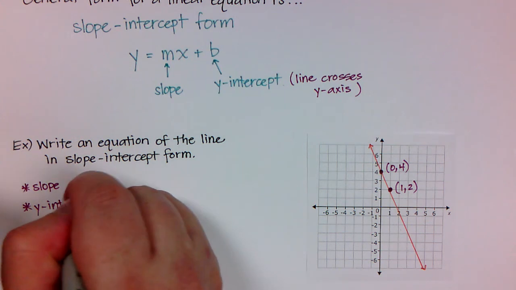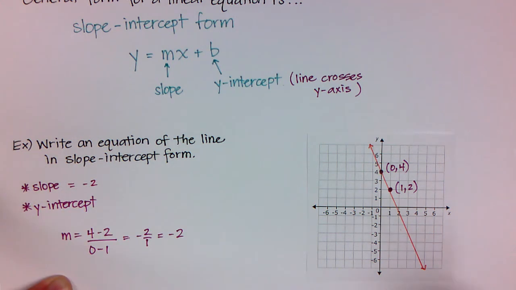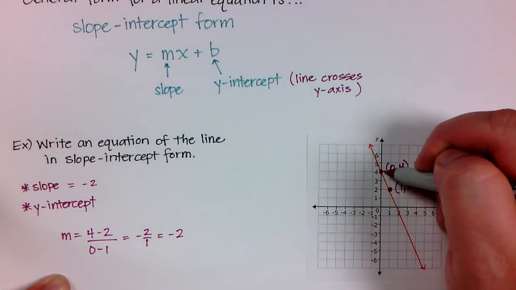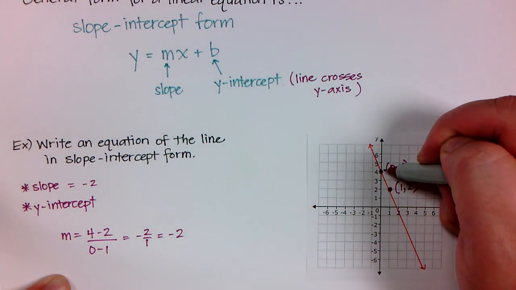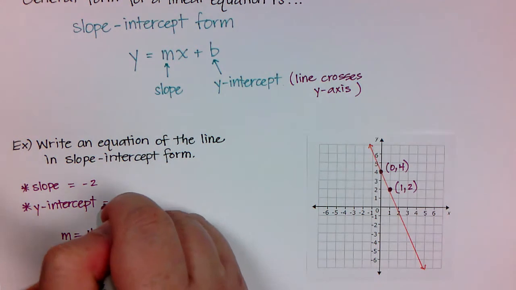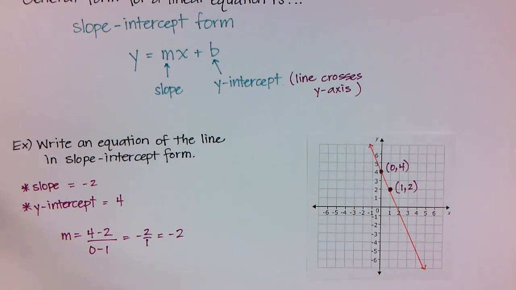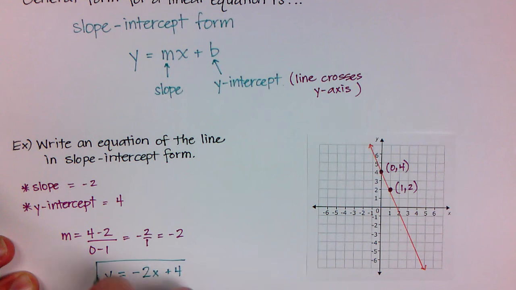Awesome. Negative 2. Now the y-intercept means where does my orange line cross the y-axis, and it crosses right here at 4. So the y-intercept is the number 4. So all I got to do now is write my equation. y is equal to the slope, negative 2x, plus the y-intercept, which is 4. And I'm done. Okay?